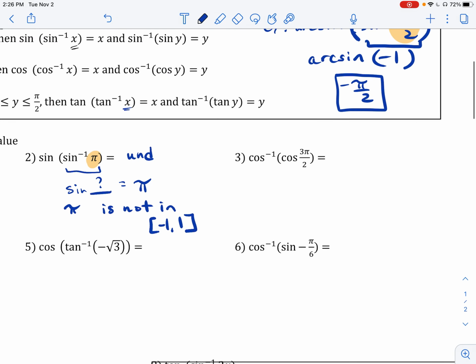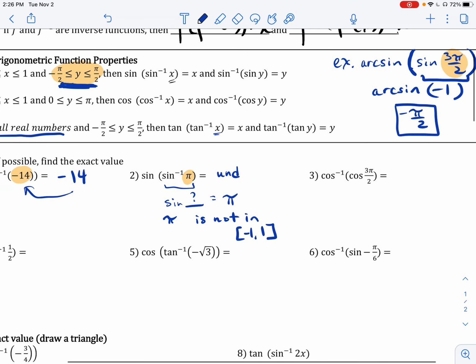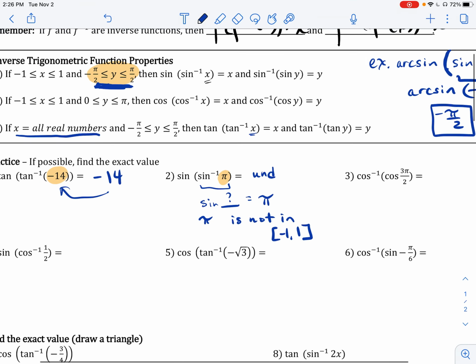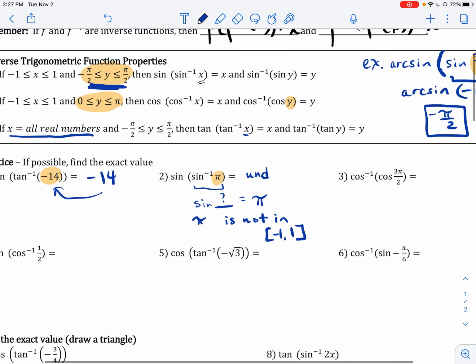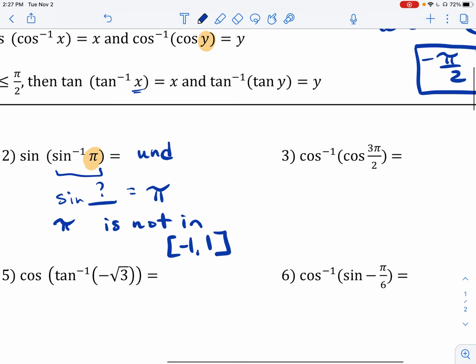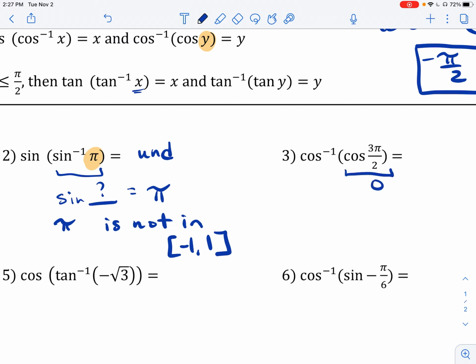All right, what about something like number 3? 3 pi over 2. Is that within the domain of cosine such that we have an inverse trig function? Looking back here, look at where y is. Can I apply the property? And the answer is no. 3 pi over 2 is greater than pi, so I will be unable to use this inverse trig function property. However, can I still evaluate this? Well, I think so. Cosine of 3 pi over 2 is equal to 0. So while I can't use the property, I can still evaluate this.